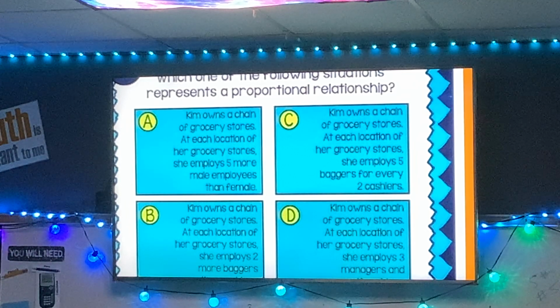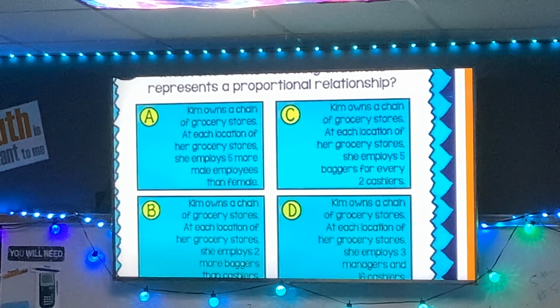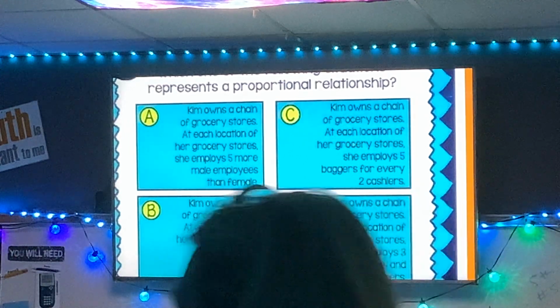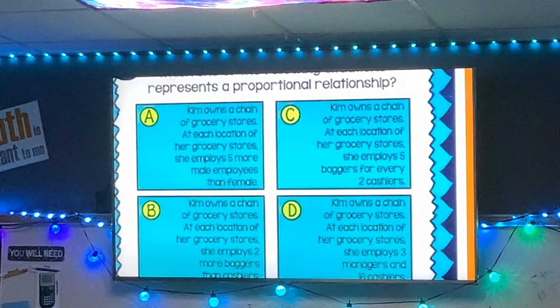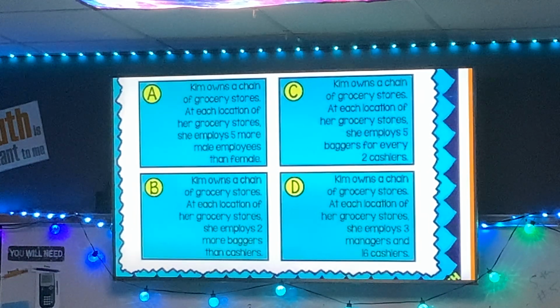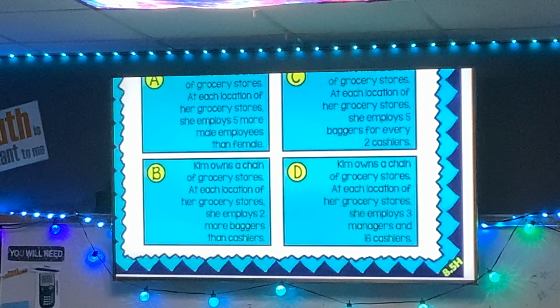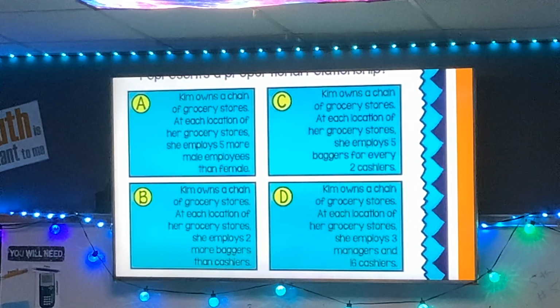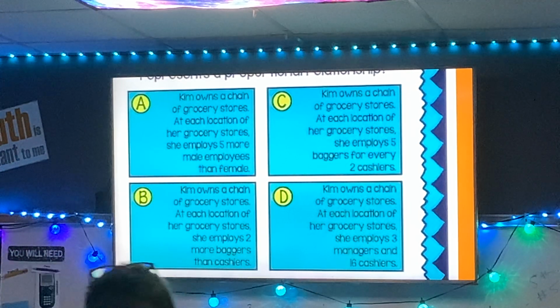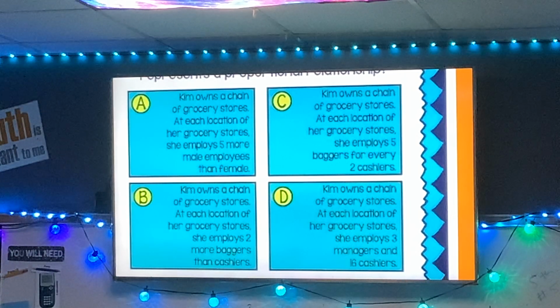Okay, number 4. Kim owns a chain of grocery stores. At each location of her grocery store, she employs 5 more male employees than female. Nope, that's more. It has the word more, so that would be an addition sign. B. At each location, she employs 2 more baggers than cashiers. It says more again. C. At each location of her grocery store, she employs 5 baggers for every 2 cashiers. Yeah, because it has the word every.